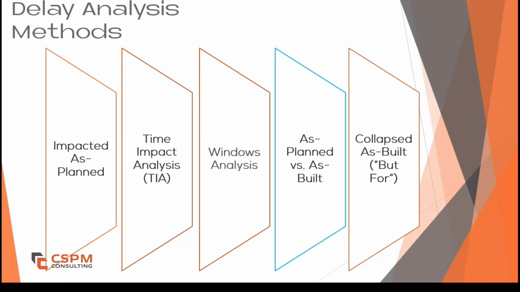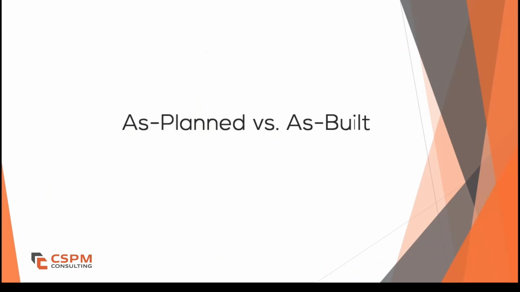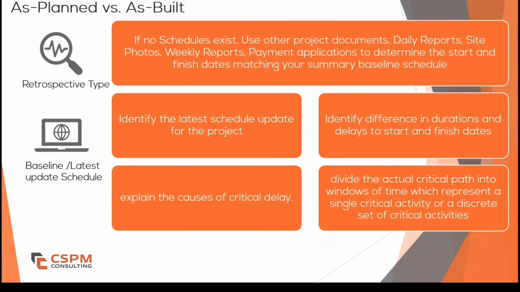Today, we will take a deeper look into as planned versus as built, a comparative method that helps us understand project delays and their causes. The as planned versus as built method is at its core a comparison-based approach. It compares the planned schedule, the baseline, with the actual progress, as built records, to determine when delays occurred, how long they lasted, and their impact on the overall project timeline.